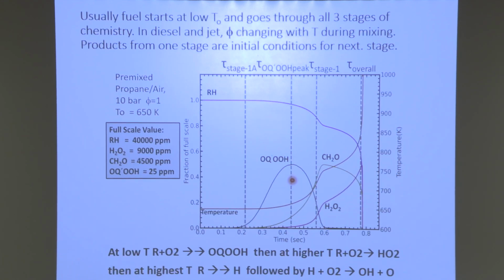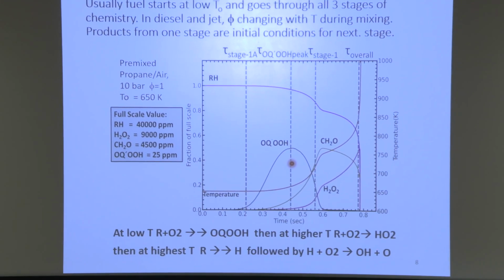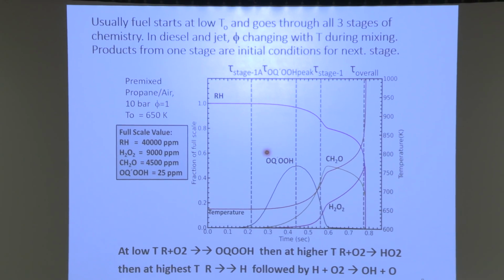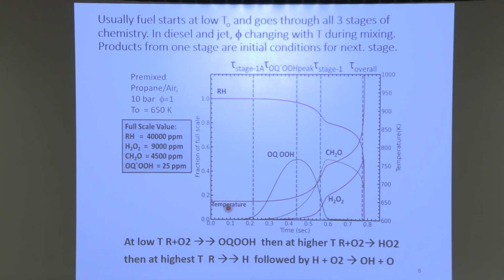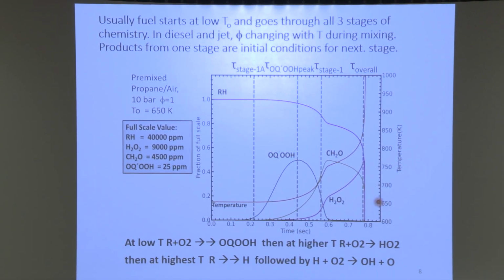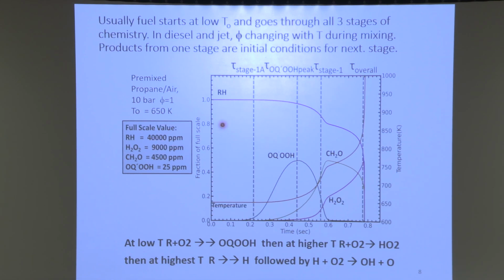So let's follow what happens in ignition. Suppose we start at low temperature, around 650 Kelvin, and we have some fuel that we're oxidizing. Initially, any radicals we make from the fuel react with oxygen. They make RO2. The RO2 isomerizes and ends up making this stuff. I'll show the reactions for that in a second.